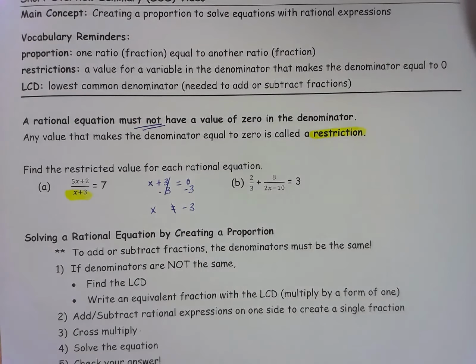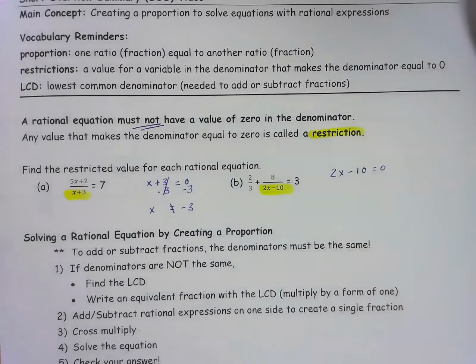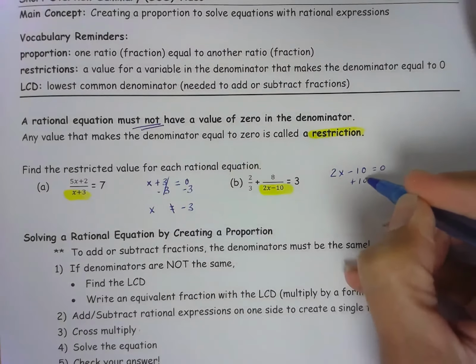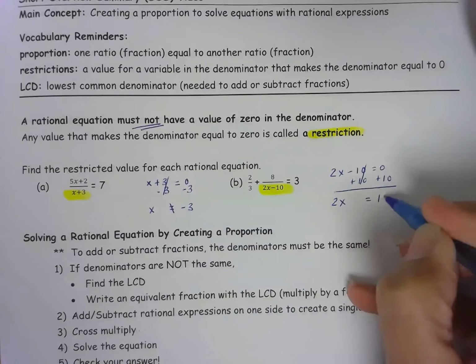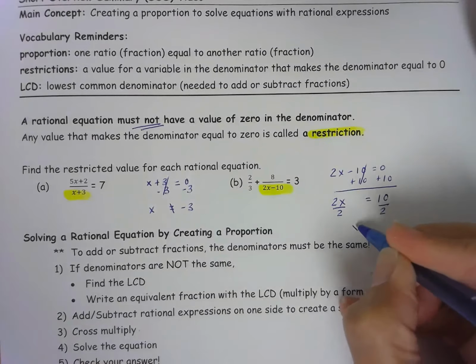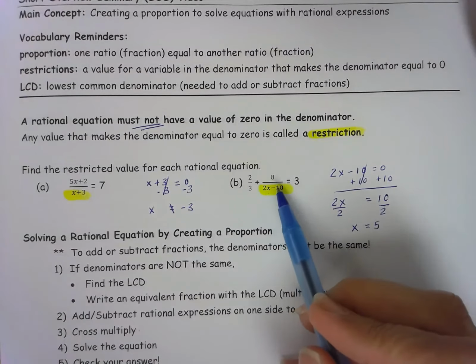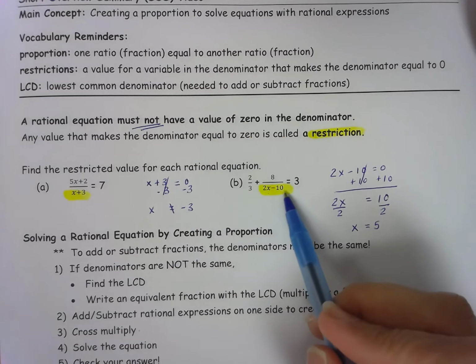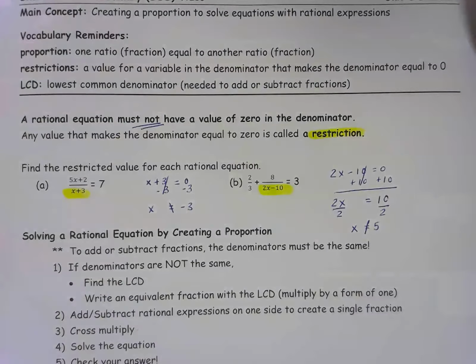So we actually say x cannot equal -3, because if it did, this would equal 0. Okay, how about the next one? We're only interested in the denominators that have a variable. So I look at 2x minus 10. When is 2x minus 10 equal to 0? I solve for that. I add 10 to both sides, addition property of equality. I have 2x equals 10. I divide both sides by 2, division property of equality. x equals 5. So when x equals 5, 2 times 5 is 10. 10 minus 10 is 0. That makes this denominator equal to 0. So our restriction is x cannot equal 5.